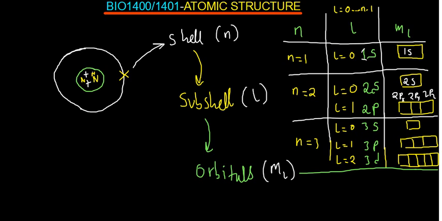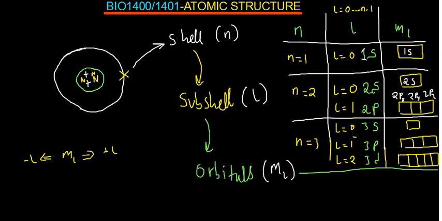Very good. Now, some of you might be wondering, why is it that for D there are 5, for P there are 3, and then for S it is just 1? Some of you might be wondering why it is like that. Okay, how do you find this? This gives you how you find ML. So ML is a number between negative L and positive L. Remember, for you to have S, it means that your L was 0. So you are looking for a number between 0 and 0. There is nothing like that, right? You only have 0. That is why you only have one orbital, because ML is only 0.